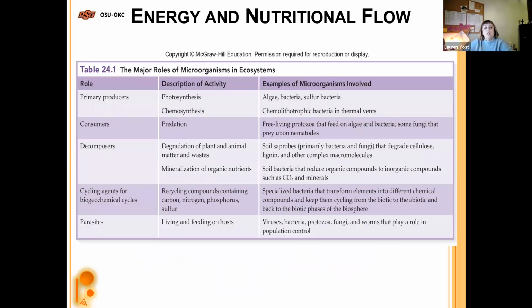Okay, primary producers, we have photosynthesis, algae, bacteria, sulfur bacteria. So these are microorganisms. Plants are not microorganisms, yeah. Chemosynthesis, that means they're getting the energy essentially from chemicals, not talking about light anymore. So usually chemicals and the thermal vents, and using a different system to get that. Then we have the decomposers. Decomposers are just going to break down dead things. And then we have cycling agents for biogeochemical cycles, talking about recycling of carbon, nitrogen, phosphorus, sulfur.